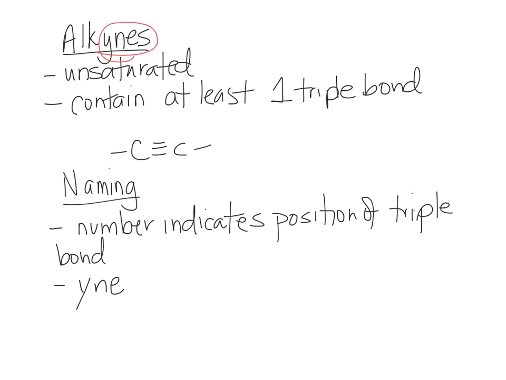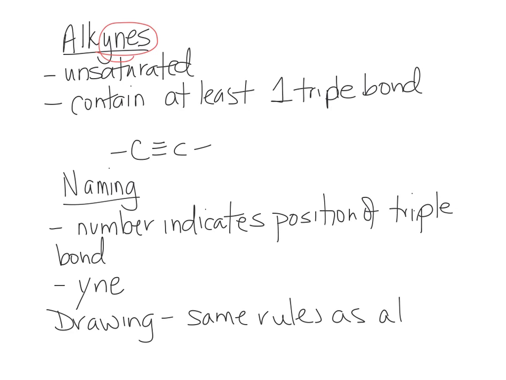Drawing them follows exactly the same rules as for alkenes as well. You make sure that you draw your longest continuous carbon chain containing the triple bond. Put the triple bond in where the number indicates it, just in front of the suffix, and then add your side groups if necessary. So same rules as alkenes.